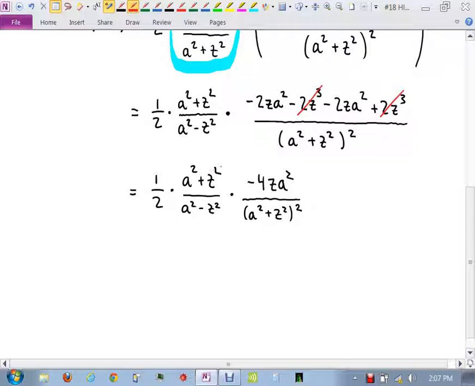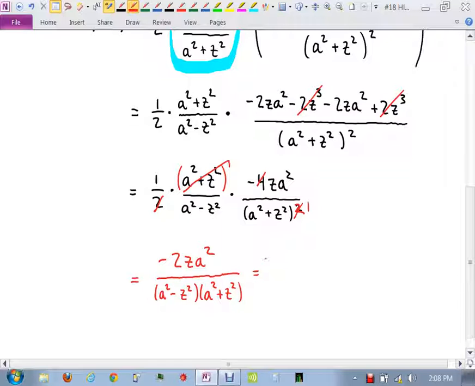A squared plus z squared, like this right here. There's one of them, right? And then there's two of them down there. So I can cancel one of them out and be left with one of them. I can also reduce the 4 and the 2, right? So my new numerator is negative 2za squared over what's left on the bottom: a squared minus z squared times a squared plus z squared.